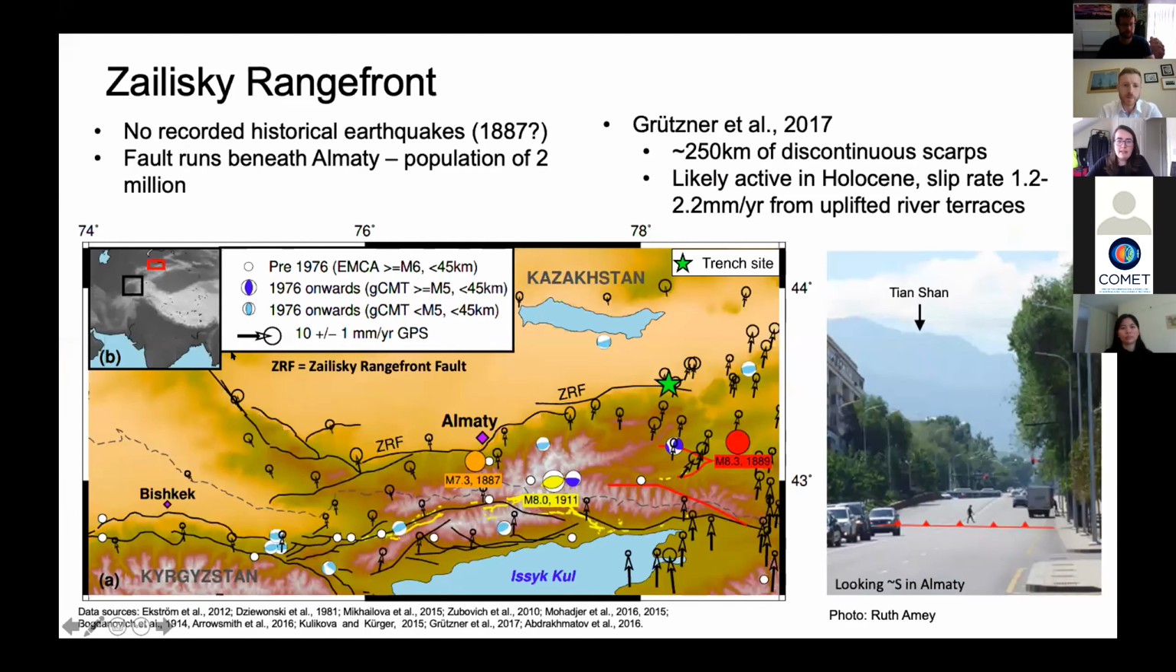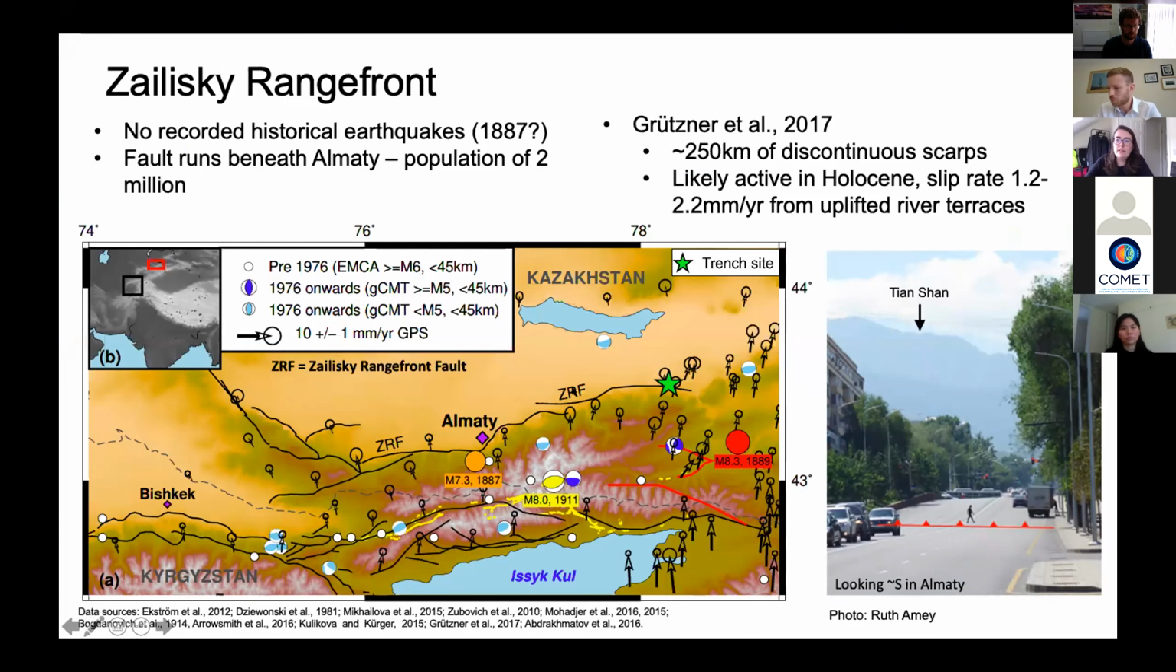And this lies at the northernmost edge of the Tian Shan. And while there are historical records of big earthquakes in the region, no earthquake's been conclusively tied to this particular rangefront fault. But we do know it's active.